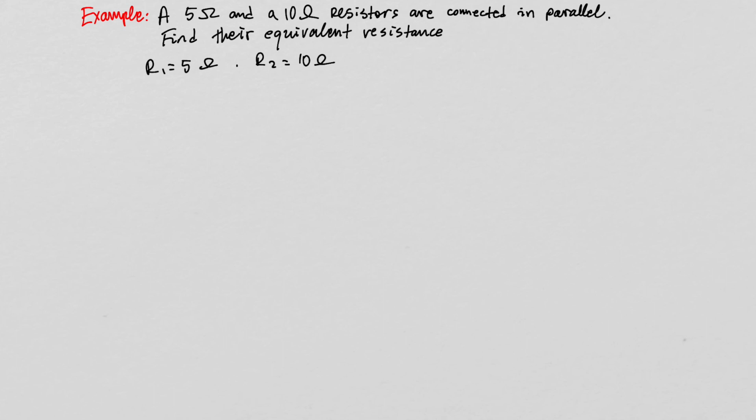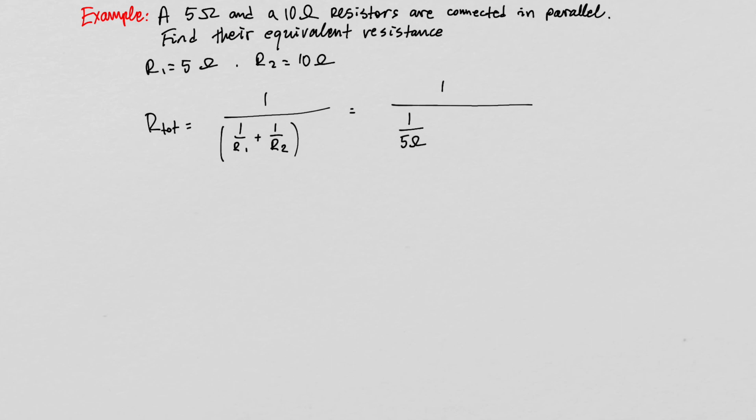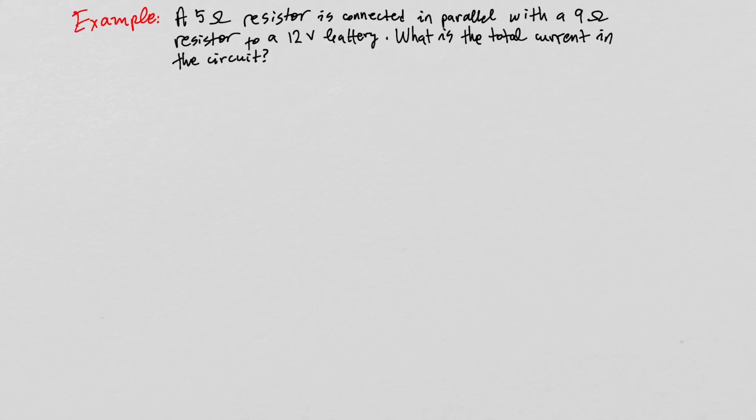According to the formula discussed before, the total resistance of the two will be 1 divided by 1 over R1 plus 1 over R2. So that gives me 1 divided by 1 over 5 ohms plus 1 over 10 ohms, which when you calculate it, you get 3.3 ohms.